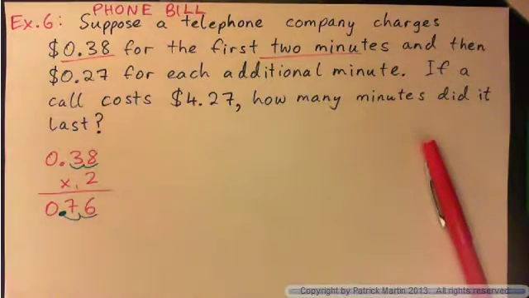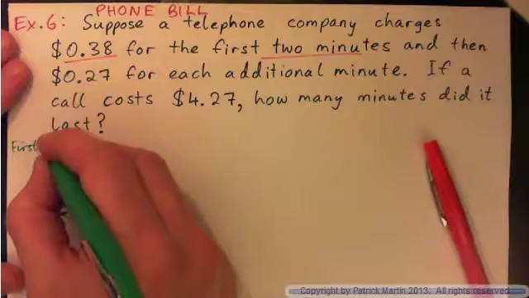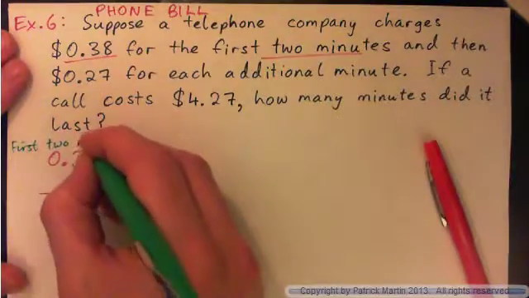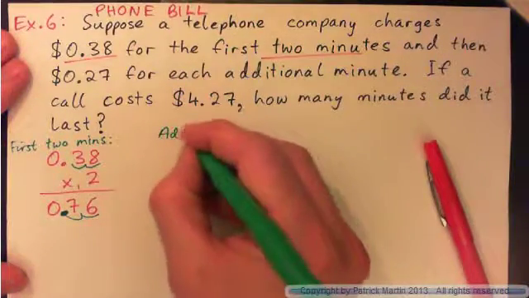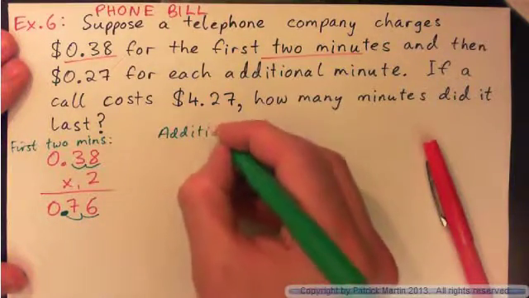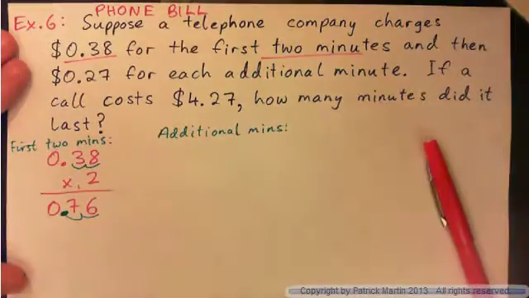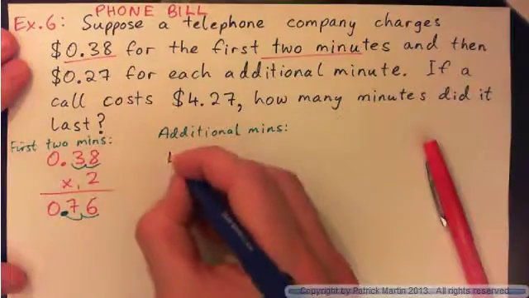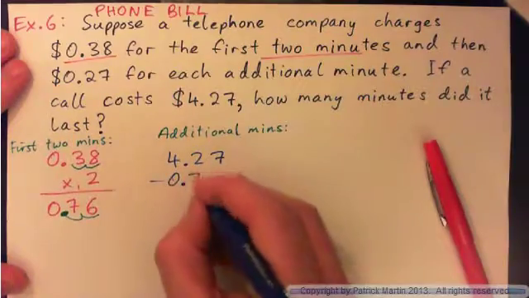So how much money was spent on the rest of the minutes? So this is the first 2 minutes, and now we're going to look at the additional minutes. To get that, we need the additional amount. So we take the total amount, don't we? And we subtract what? 76 cents, right?